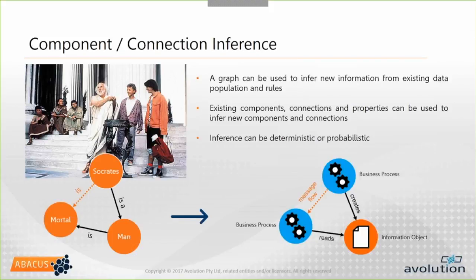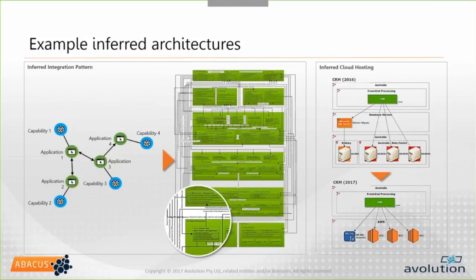So this inference can be what I call deterministic. In other words, we know this is the case, or it can be more probabilistic. We think this is the case. But nonetheless, we can use this to accelerate that population. Just to give you a couple of examples of this. Here's some inferred architecture. The one in the center, this big green wiring diagram, is one from one of our clients, used with their permission.